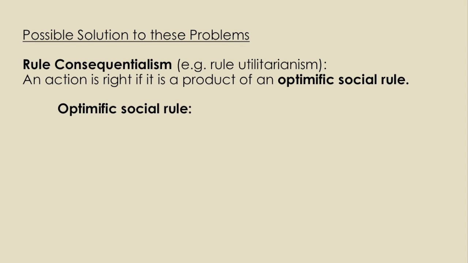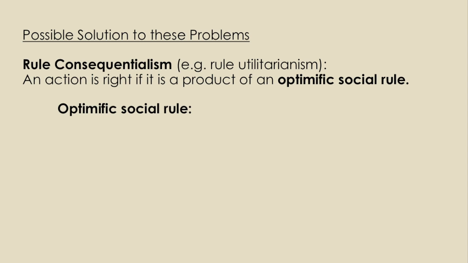Now, one possible solution to these problems is a theory called rule consequentialism. For example, rule utilitarianism. According to rule utilitarianism, an action is right if it is a product of an optimific social rule. Now, what does it mean to say that a rule is optimific in a social sense? Well, an optimific social rule is one which, if everyone in the society adopted, the best possible results would be produced.